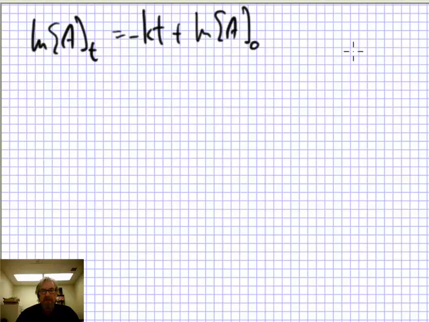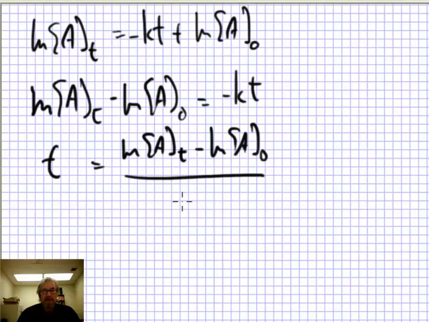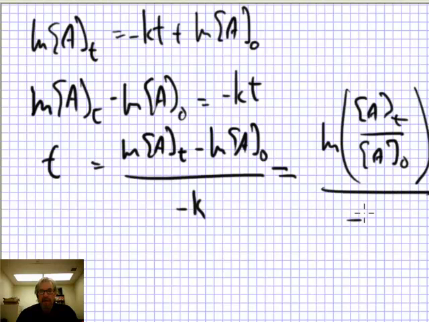The first thing I want to do is get the natural log of A terms both on one side. So I'm going to subtract natural log of A naught from both sides, and that gives me natural log of A at time t minus natural log of A at time naught is equal to minus kt. Now I'm going to divide both sides by k to get a relationship for time. Time is going to be natural log of A at time t minus natural log of A at time naught divided by negative k. But I could write this a different way. I could write natural log of A at time t over A at time naught, over minus k, is equal to time.